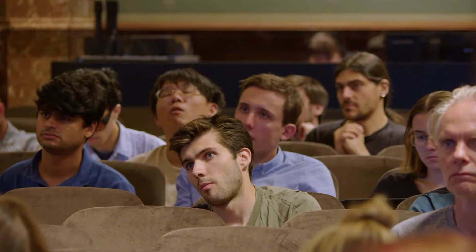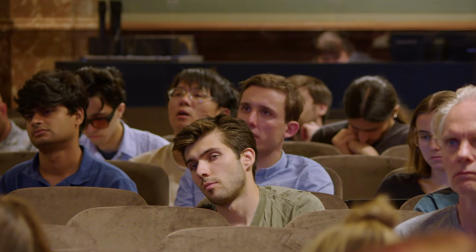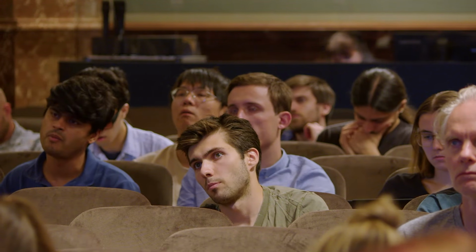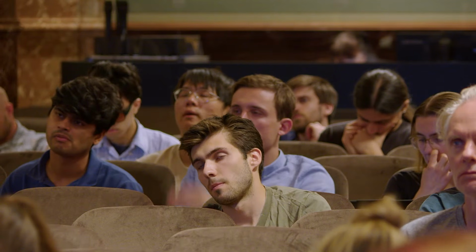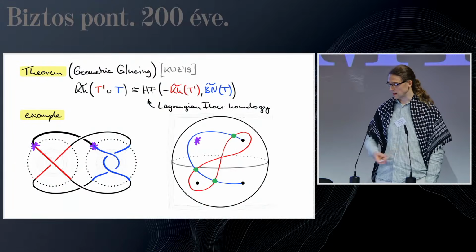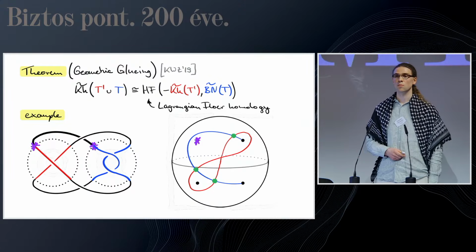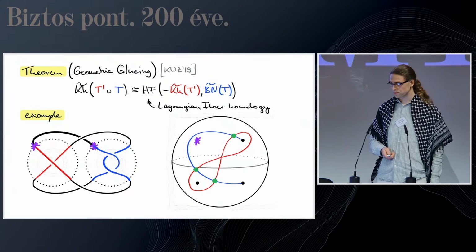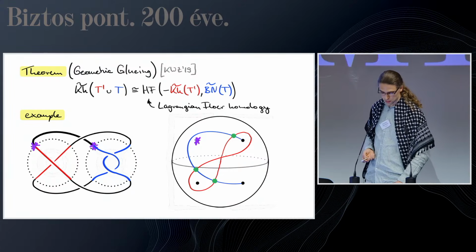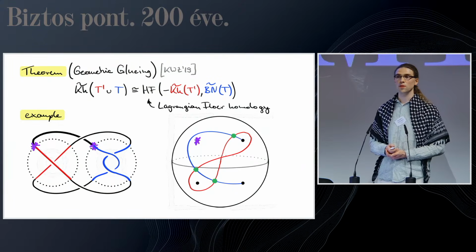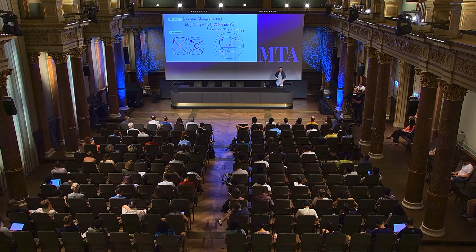And taking the Lagrangian Floer homology amounts to looking at those intersection points. They generate the Floer homology, and in this case, that's the entire homology and the differential vanishes. Okay, any questions up to this point? Because we're now ready to prove the main theorem.